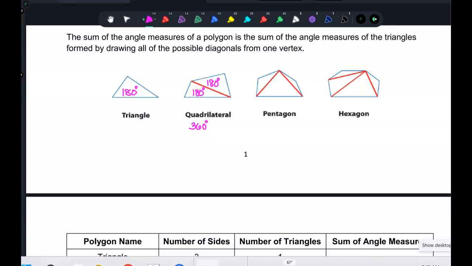Okay, what do you think for a pentagon then? 520? Close. 540, because we have 180 at each of these triangles, so that will be 540. Hexagon. What's another 180 added to that? 720.